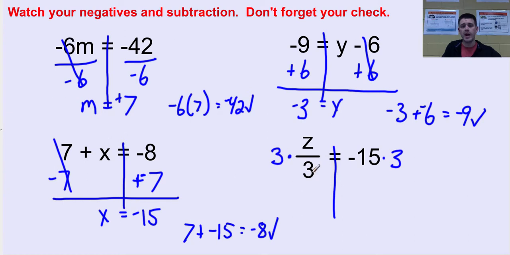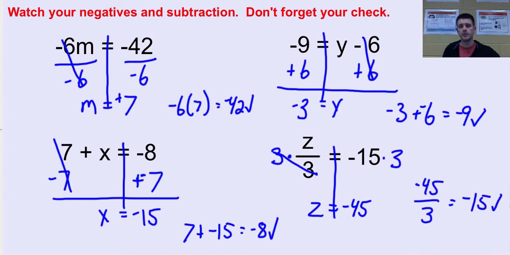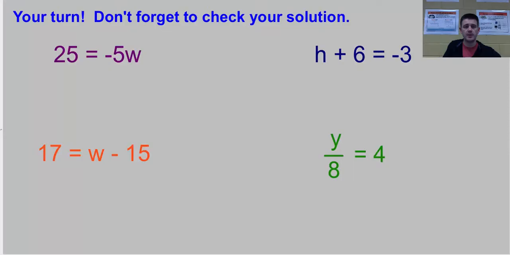Multiplying by 3 and dividing by 3, 3 over 3 becomes 1. So I'm just left with 1z or z. Negative 15 times 3 is negative 45. Do my check. Negative 45 divided by 3. A negative divided by a positive is a negative. 45 divided by 3 really is 15. So I'm good. So every time we solve it, we're just doing the opposite.